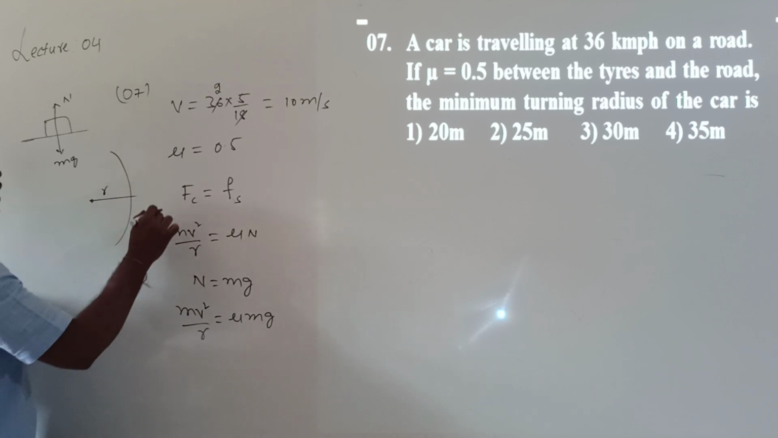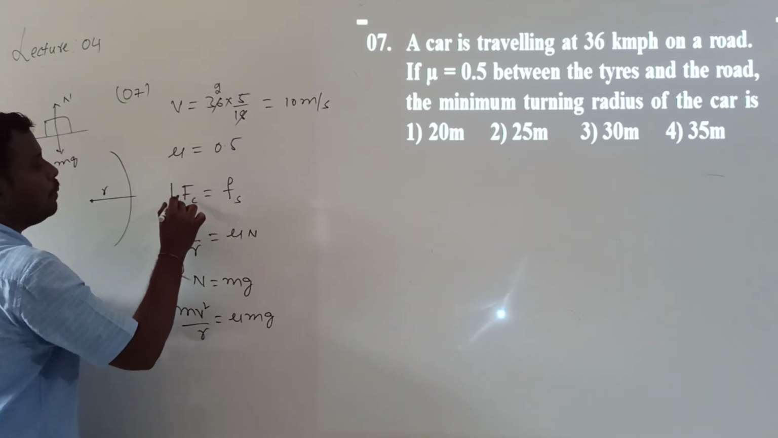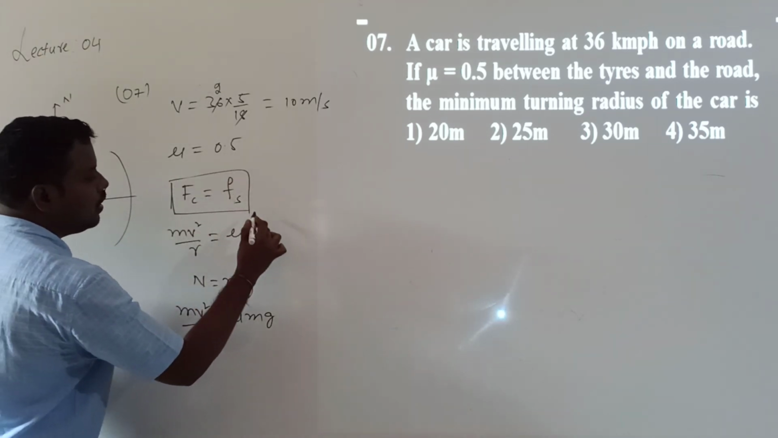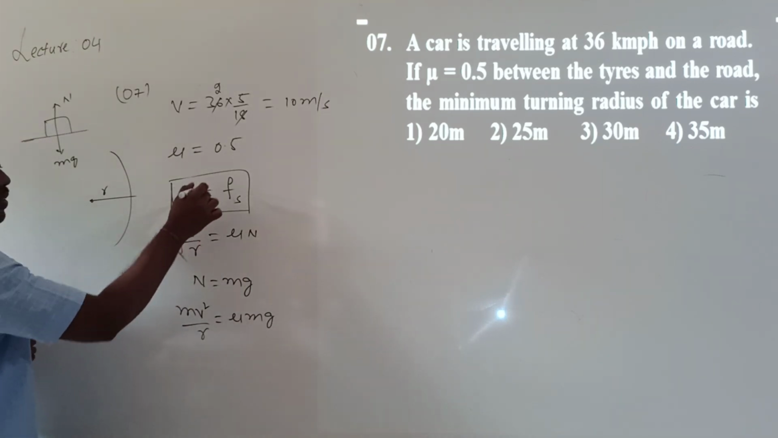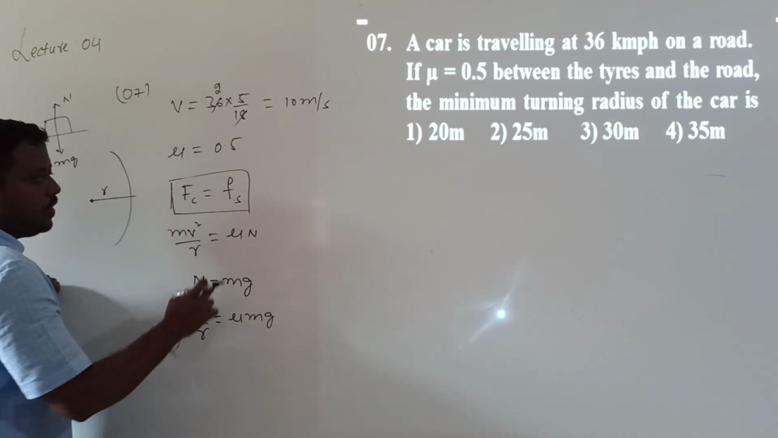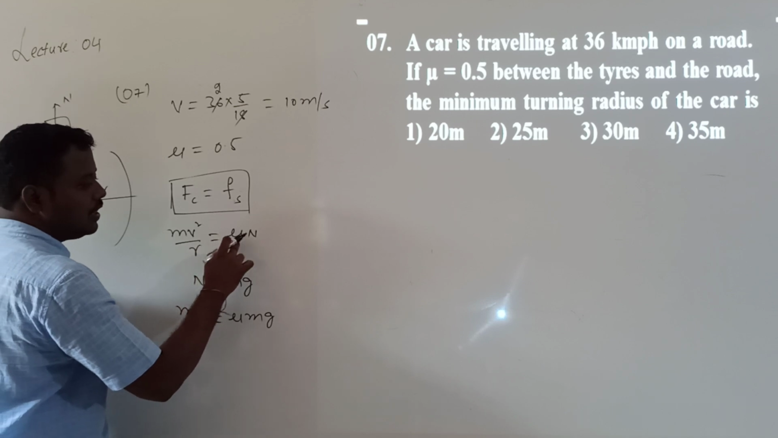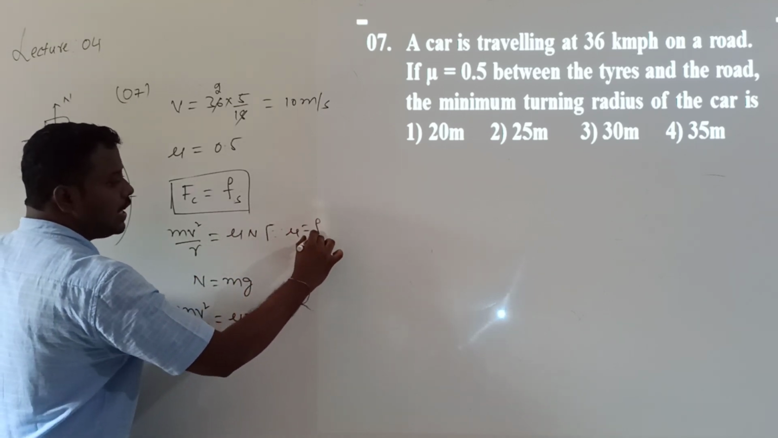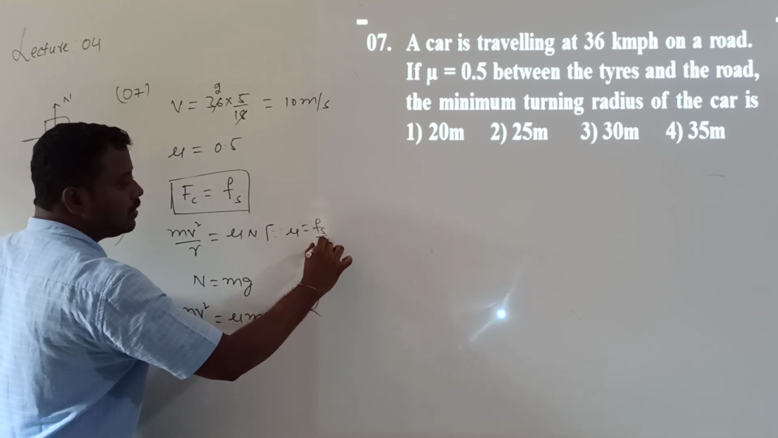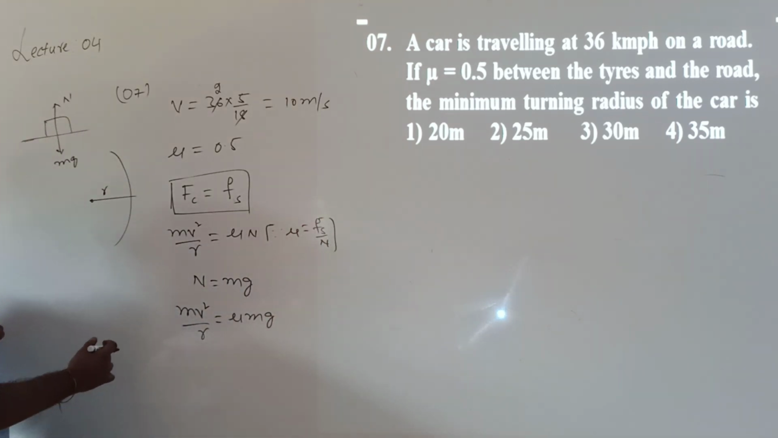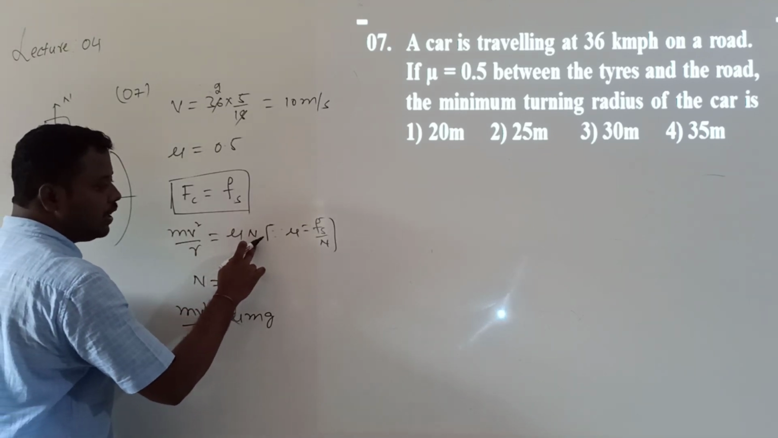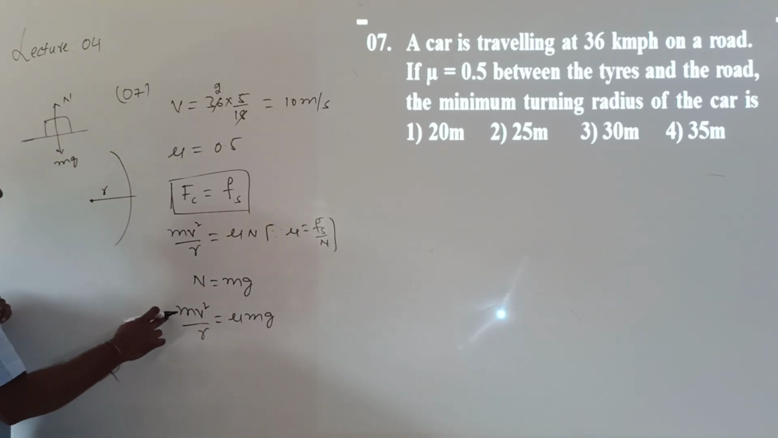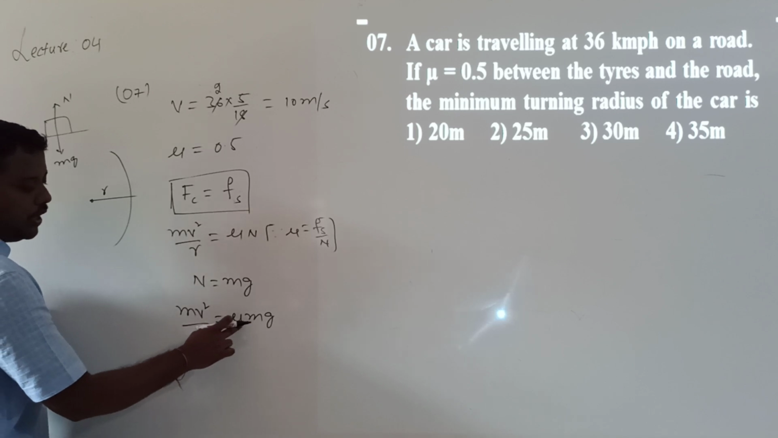Always remember, whenever a car is moving on an unbanked road, the necessary centripetal force is provided by frictional force. The coefficient of friction definition you know. What is the definition of the coefficient of friction? It is the ratio between the frictional force and the normal reaction. So from this we can write Fs equal to mu into N, or mu s into N. Then mv square by r is equal to mu into mg.